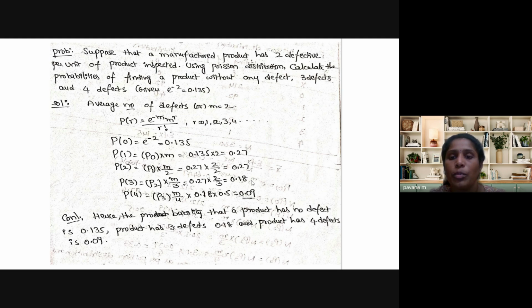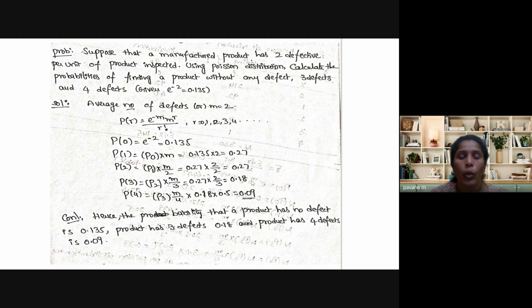Using Poisson's distribution, calculate the probability of finding a product without any defect, 3 defects or 4 defects. Okay, so they inspected every single unit and expected 2 defectives, an average of 2 defects on each and every product. Now they are expecting 0 defects or 3 defects or 4 defects in a single piece. So what is the probability?